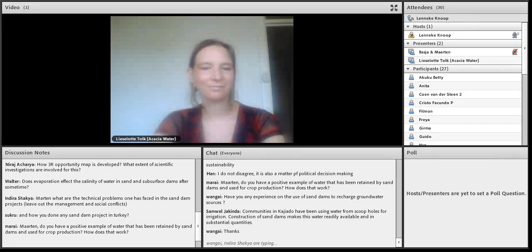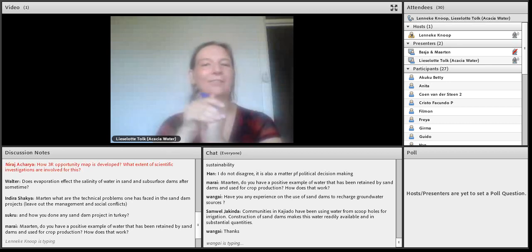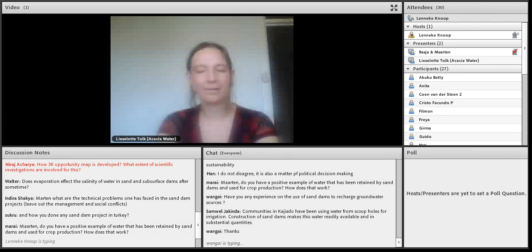How is the 3R opportunity map developed? What extent of scientific investigations are involved for this? Yeah. Well, that's a good question about the method, of course. I already saw also a remark that a lot of hydrological knowledge is required for such a map, and that's totally correct, because that's the base for this map.